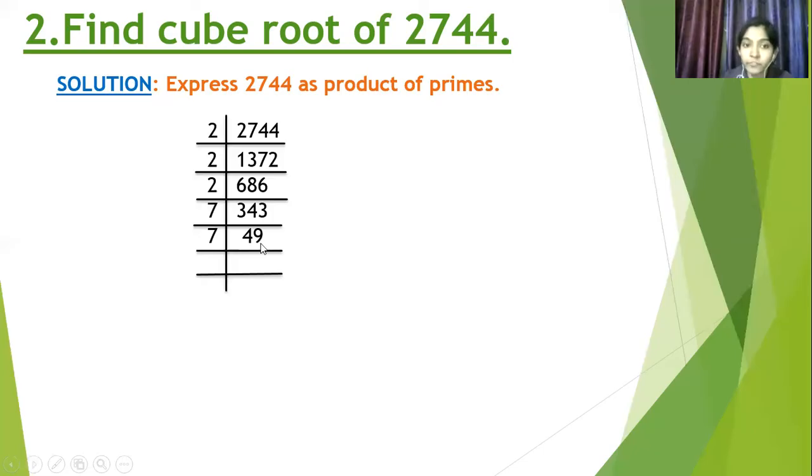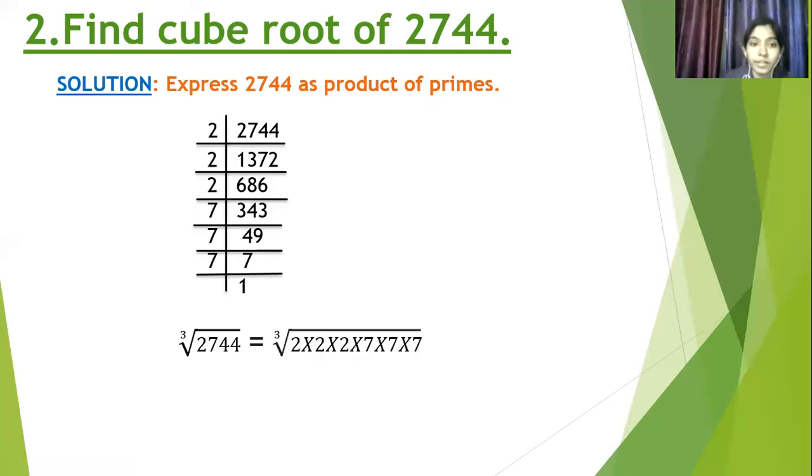Yes, ma'am. So 7 49s are 343. Then 49, 7 7s are 49, and 7 1s are 7. Is it clear? Yes, ma'am. Okay. Now after taking, we express this as a product of, this is the symbol of cube root.